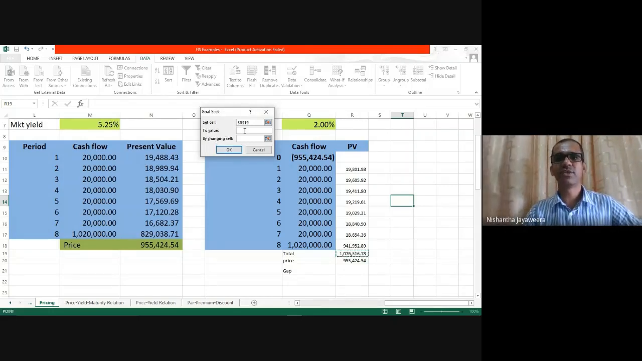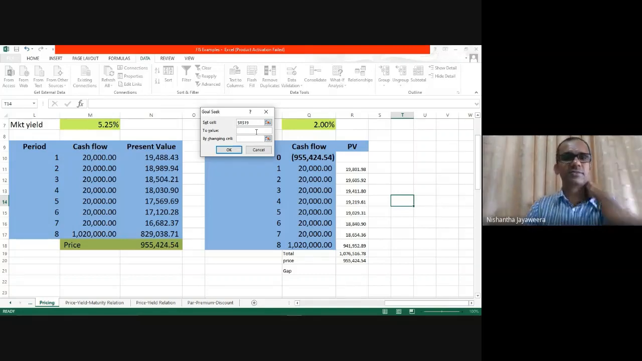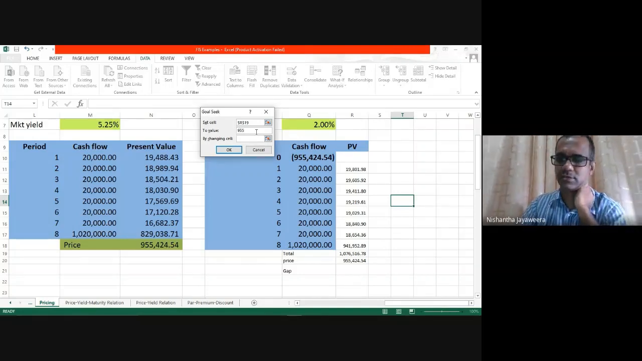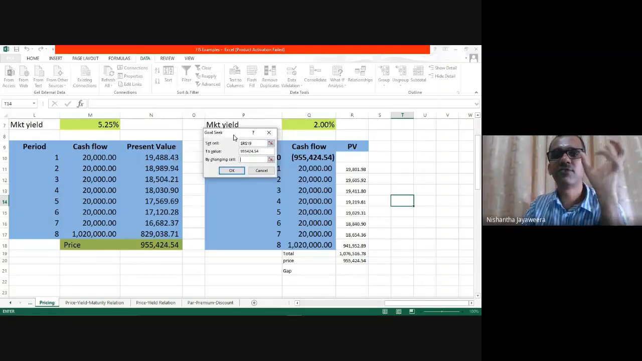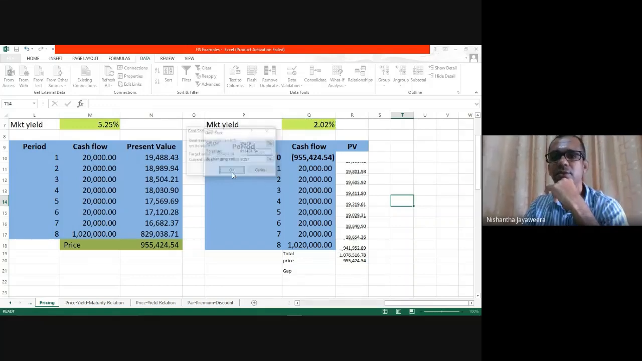To a value. What is the value we need? We need this price. So we can't select that price, we have to type it: 955,424.54. And now we can tell it by changing what cell the system should try to set this value to, the value that we have given. So changing the yield. Now it says okay.